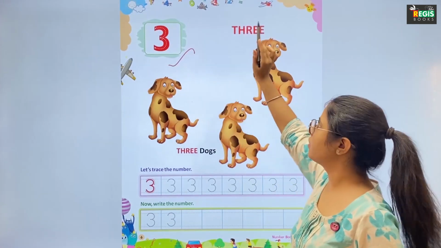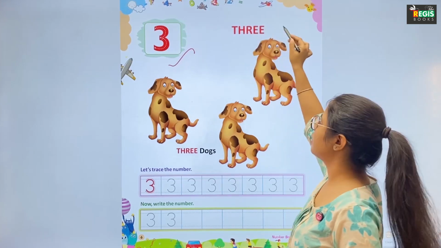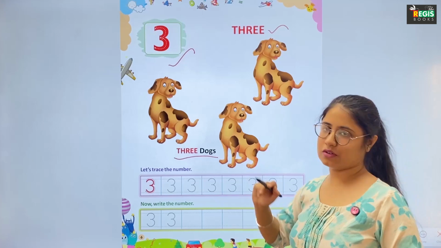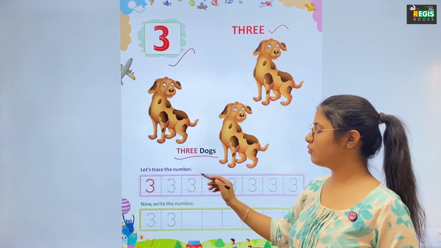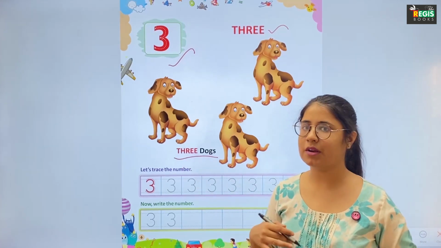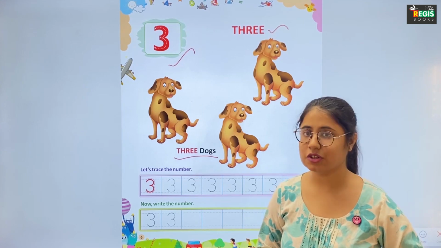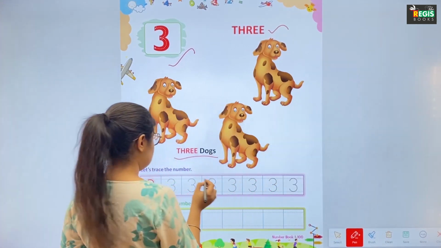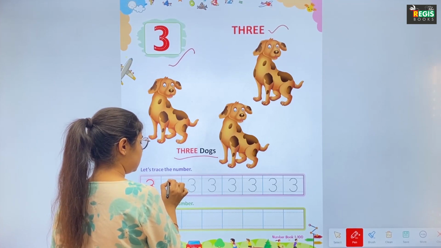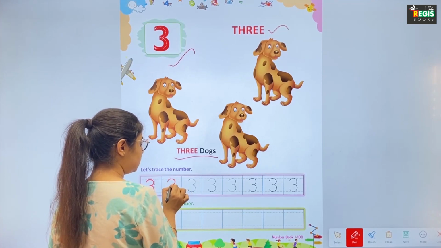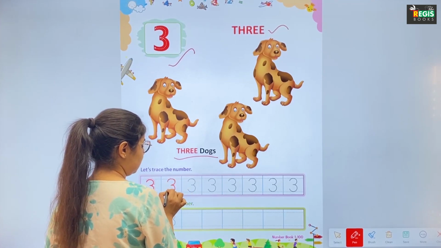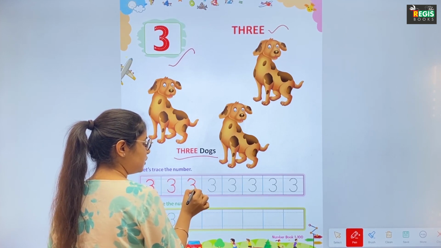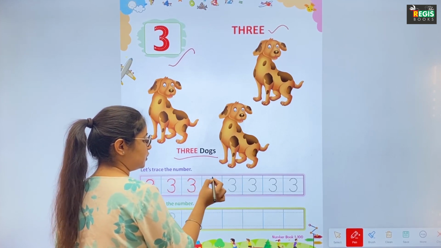3. THREE, 3. These are 3 dogs. Let's trace the number. So kids, now we will trace number 3 and you will learn how you can write the number 3. So put your pencil on the black dot and start moving your pencil on the dots like this. Again put your pencil on the black dot, start tracing these dots like this.